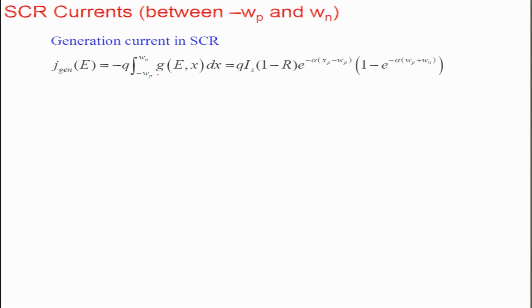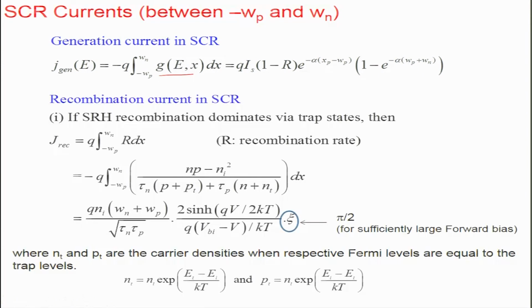So we know the expression for G(E), you plug it in there, and you get this term: Q times I_s times (1 minus r), times the exponential of minus alpha x_p minus Wp, into 1 minus e to the power minus alpha_p into (Wp plus Wn). Now you look at the recombination current.